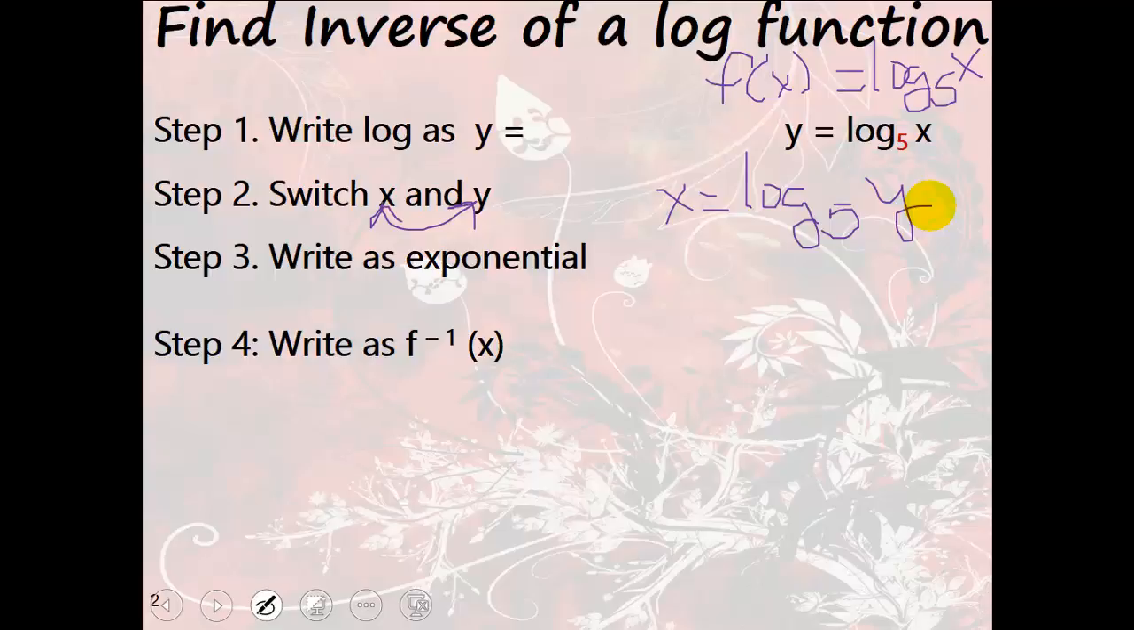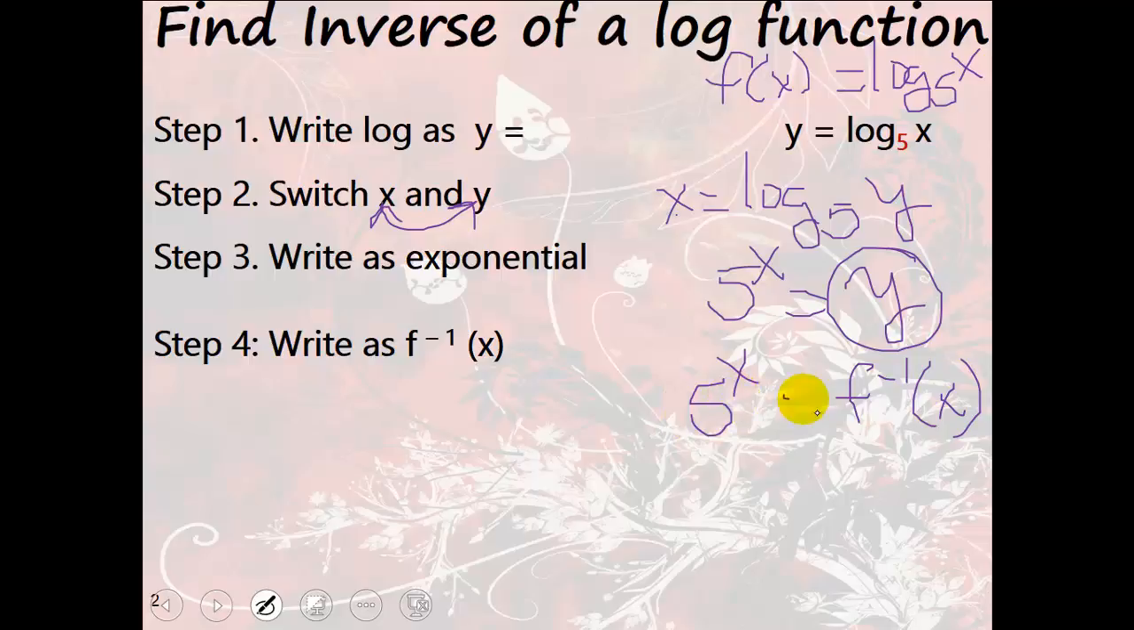So let's write it as an exponential. I have base 5 raised to the power of x, that's my exponent, has to equal my input of y. So there's my inverse. So this is f inverse. Now all we do is write it in more of a standard form. F inverse of x equals 5 to the x. So go ahead and work through the video question.